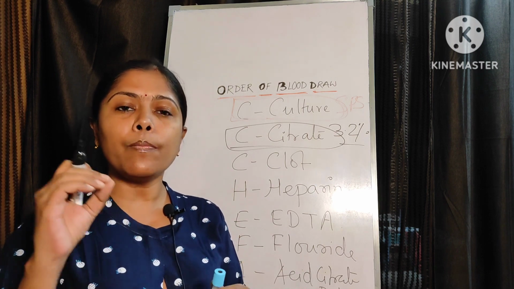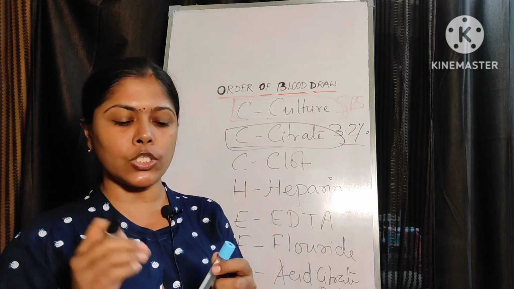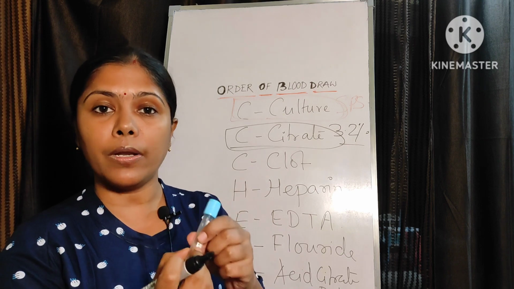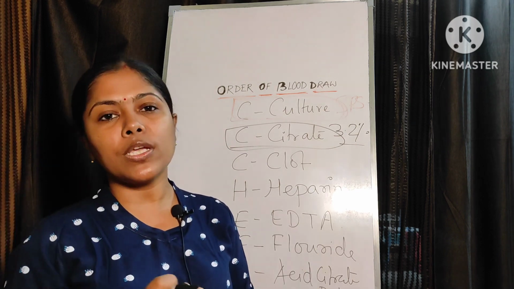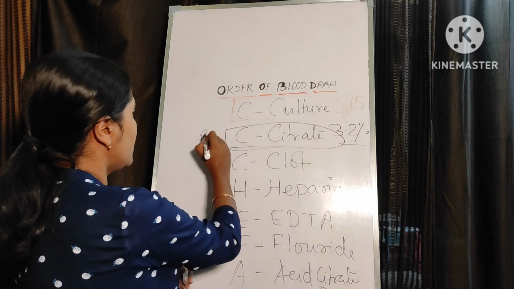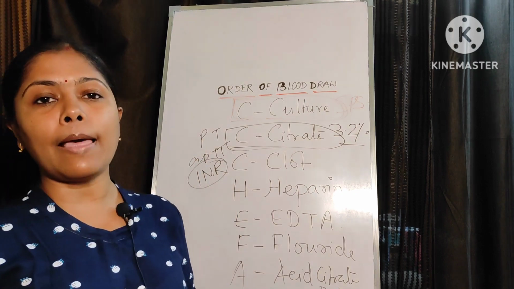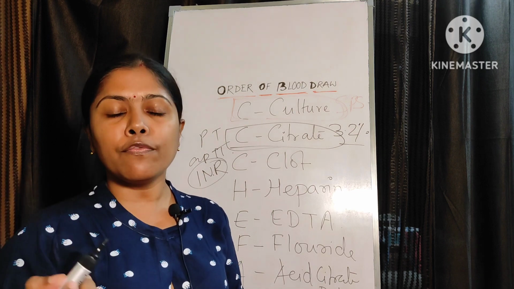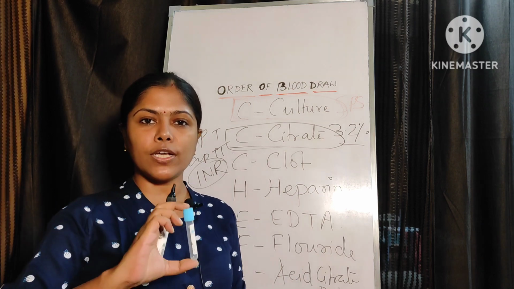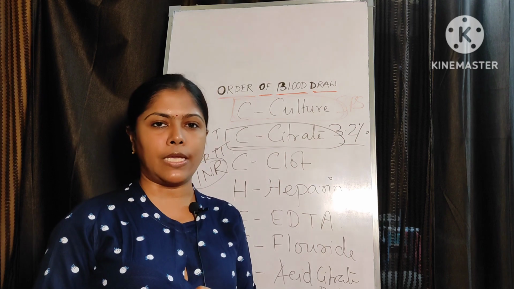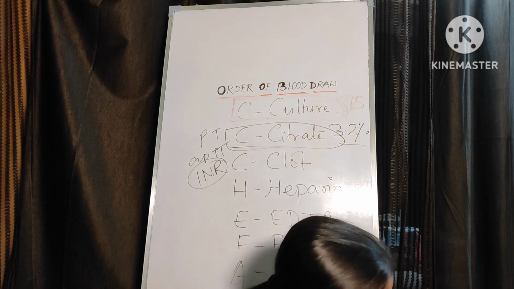It should be used in a particular ratio, that is in the ratio of 1:9. Up to the mark in the bottle we should collect the blood, because this dilution is very important for the studies. It is used for coagulation studies like prothrombin time, APTT, INR estimation, and in the biochemical lab for estimation of D-dimer and fibrinogen. After collection we should go for gentle inversion 3 to 5 times, not more than that.